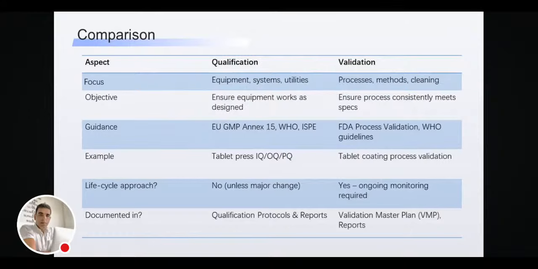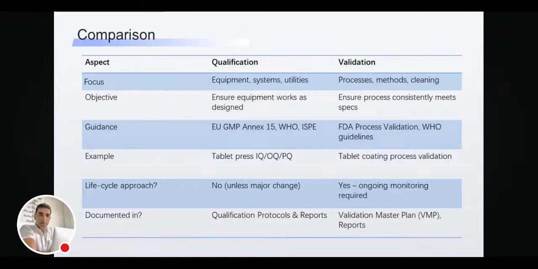Second, objective. Qualification checks if equipment works as designed. Validation ensures the process consistently meets product specs. Next, guidance. Qualification follows EU GMP Annex 15, WHO, and ISPE. Validation is driven by FDA process validation guidance and WHO guidelines. For example, qualification, IQ, OQ, PQ of a tablet press. Validation, process validation of the tablet coating process.